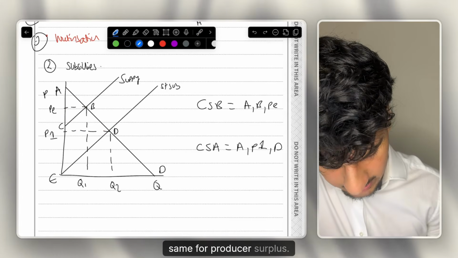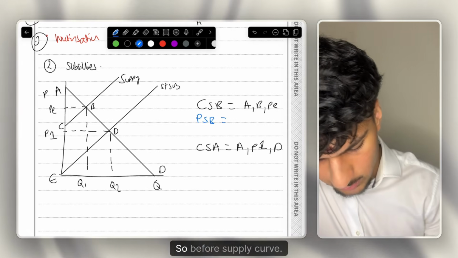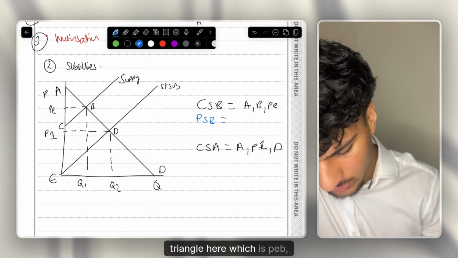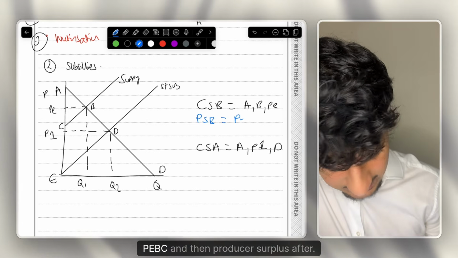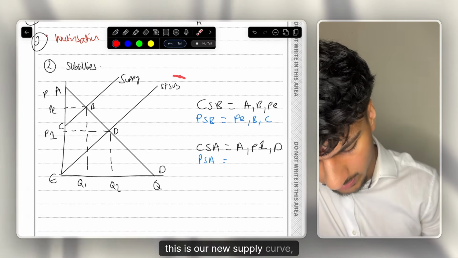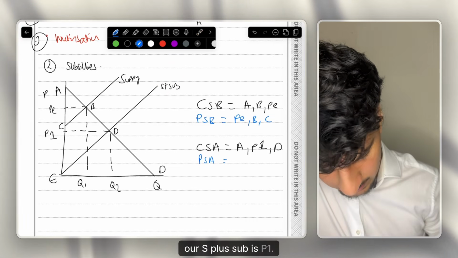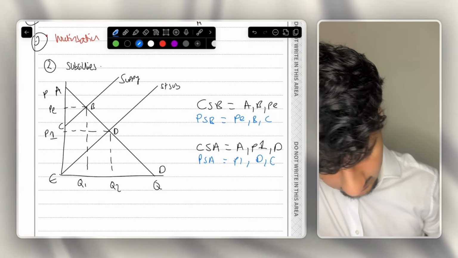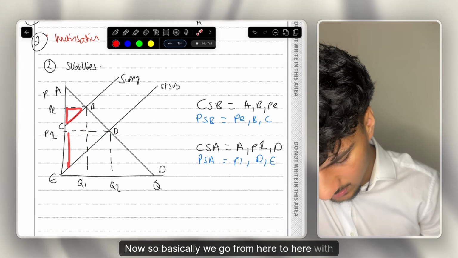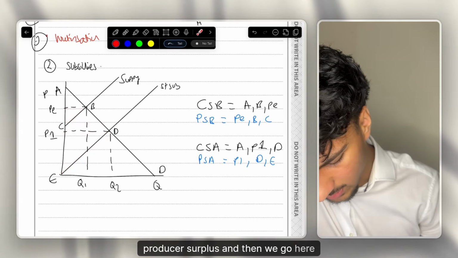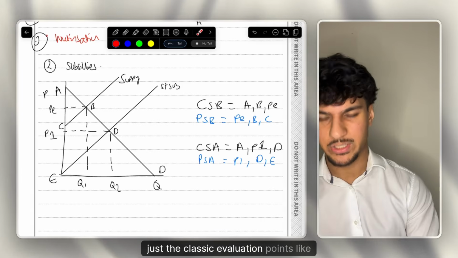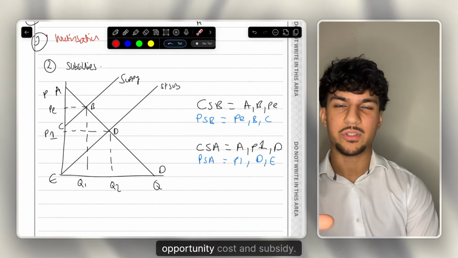And let's do the same for producer surplus. So what is producer surplus before? So before, with the original supply curve, it is this little triangle here, which is P, E, B, C, and then producer surplus after, once this is our new supply curve, our S plus sub, is P1, D, E, so this triangle here now. So basically we go from here to here with producer surplus, and then we go here to here with consumer surplus. And then with regards to evaluation, just the classic evaluation points like opportunity cost of the subsidy.